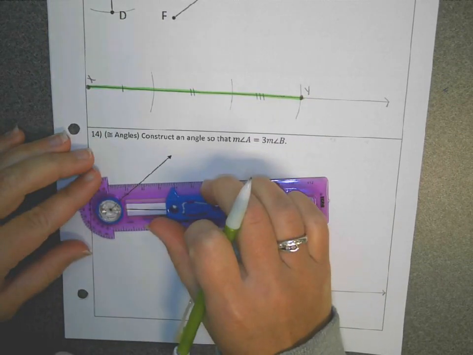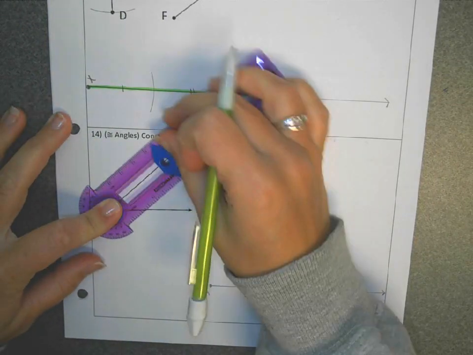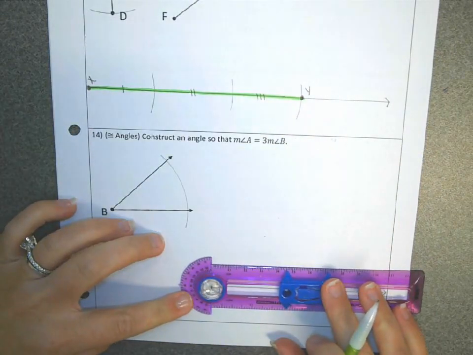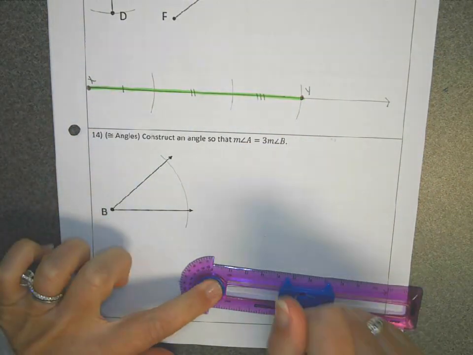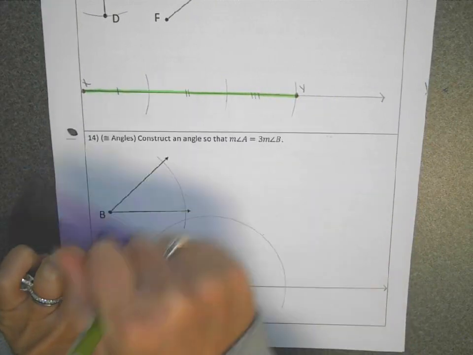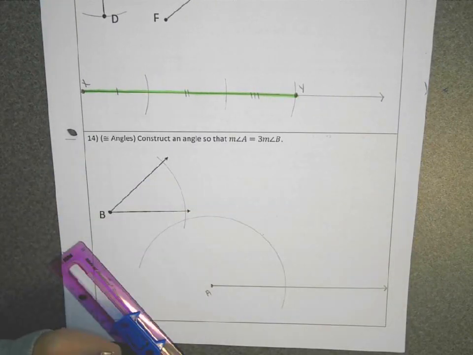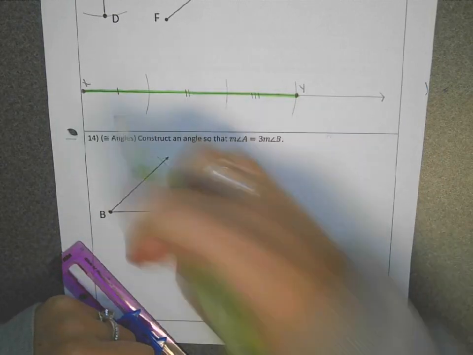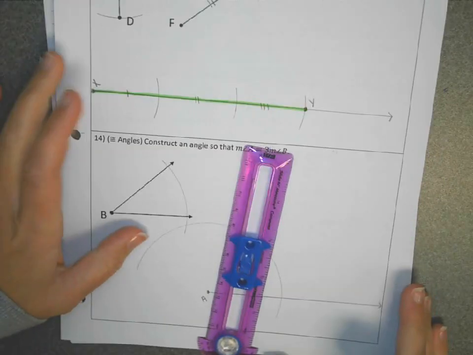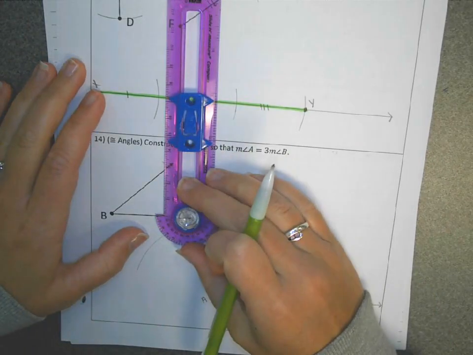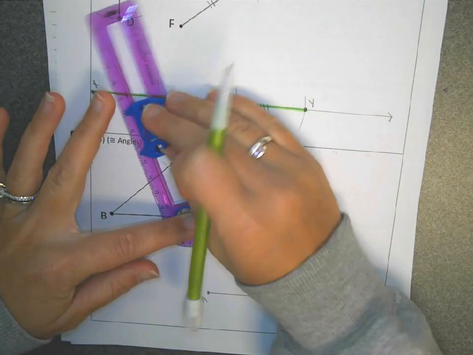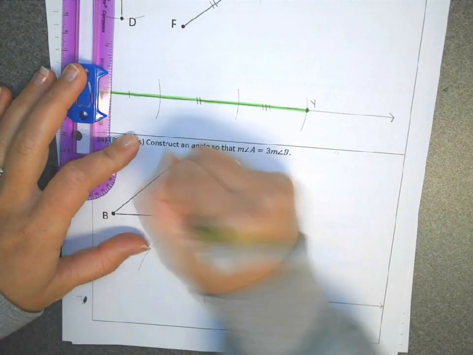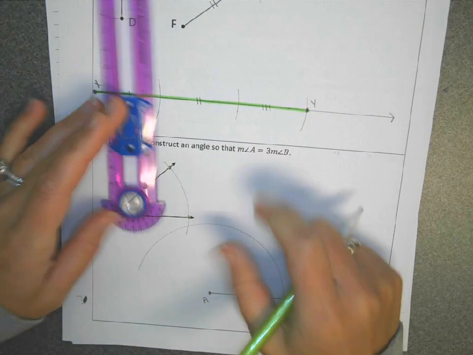So start with your arc over here, and we're going to copy the arc onto here. And again, you're going to make it quite a bit larger because we know that we're going to have to measure this 3 times along it. So we're going to measure from this point down here to that point up there on that arc.